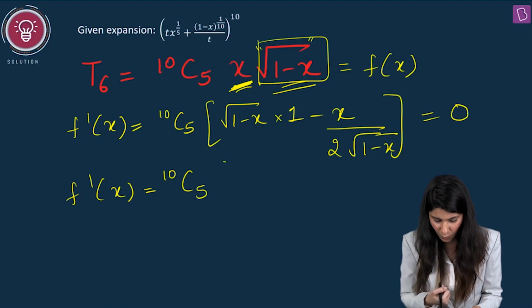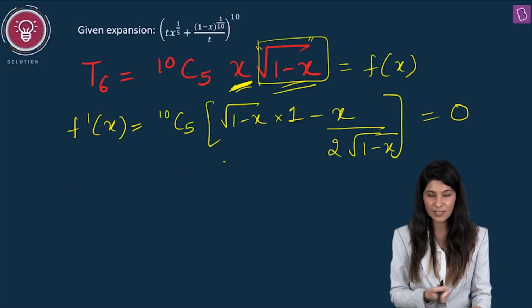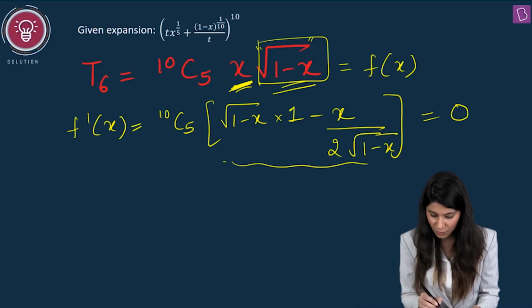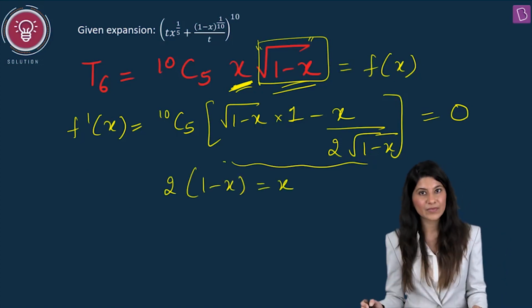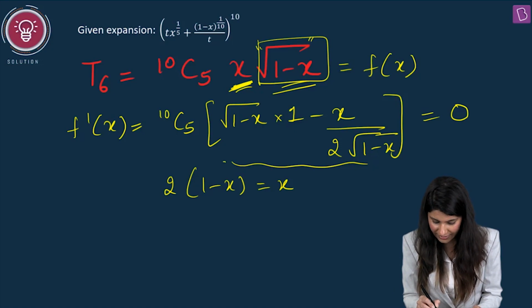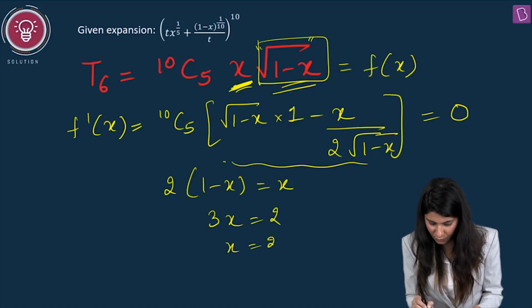10C5 as it is. Okay. I am actually making it 0. So let's equate it to 0. If you do that, you have 2 times (1 minus x) equal to x. If you solve it, what would you get? You actually get 3x equals 2, x equals 2 by 3.